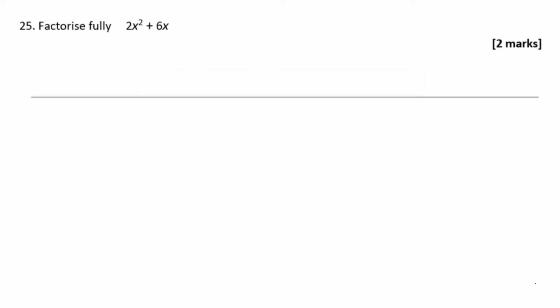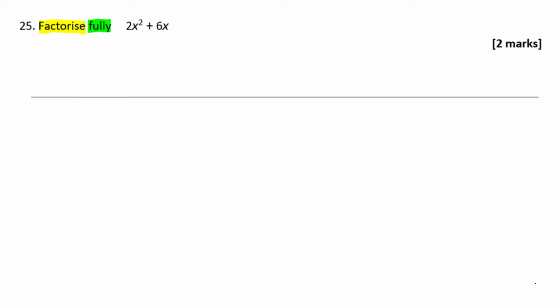Question 25, factorise fully 2x squared plus 6x. Now, factorise means put brackets back in, and factorise fully means that there's going to be more than one factor to pull out and put at the front of your brackets.